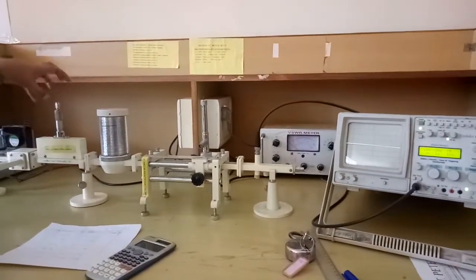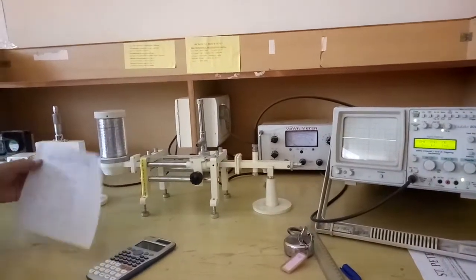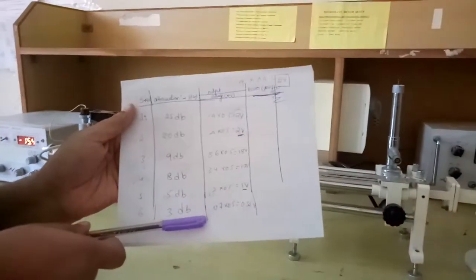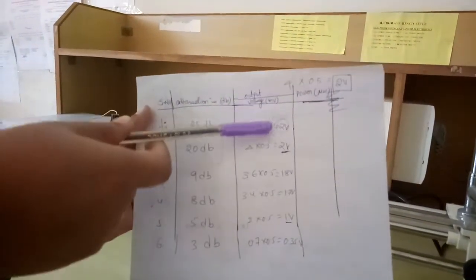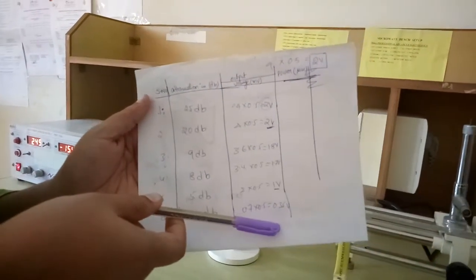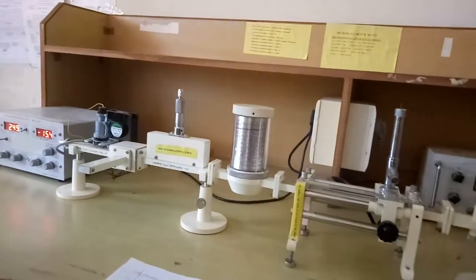So as we are introducing the attenuation, we can observe the changes in the output that was clearly noted down in this particular tabular column. This is the value of the attenuation that we are introducing, and these are the variations that we can observe in the V peak to peak of the output. So with this we are done with our experiment.